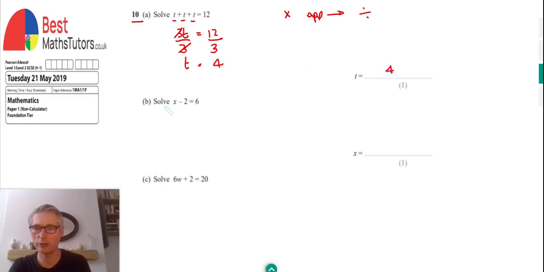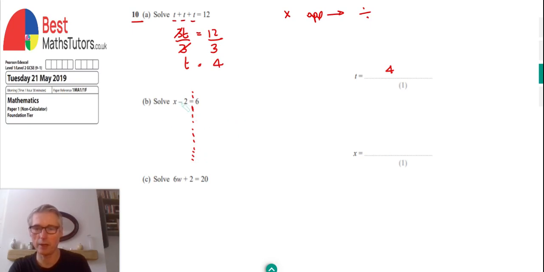Again, we've got another equation for part B. We've got x minus 2 is equal to 6. And we're going to do the same process where we're just trying to end up with x on its own on the left-hand side of the equals. So imagine drawing a little line down here. We want x on the left-hand side of it, and the numbers on the right-hand side.